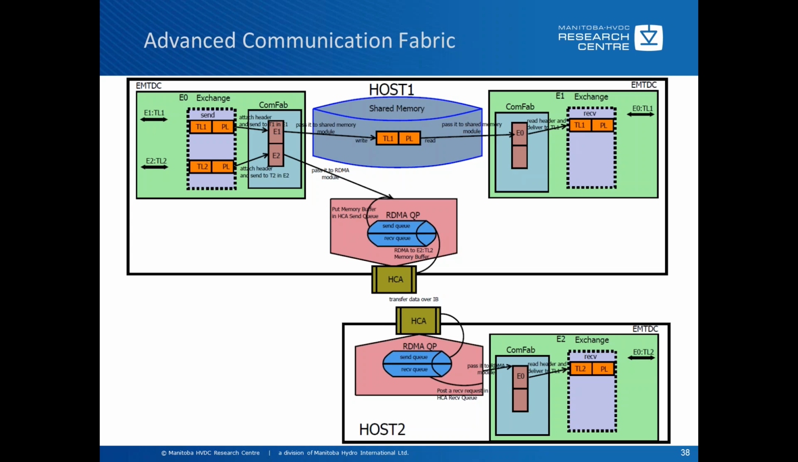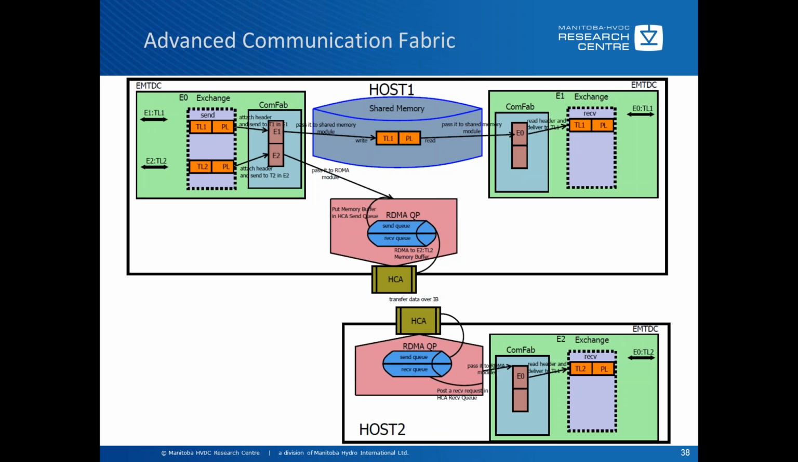So, having described all that, this picture is one that I showed at the end of my last webinar, and what it's demonstrating here is how the whole system is pieced together. It's a fairly complex diagram, but what it shows here is 3 EMTDC subnetworks, highlighted by the green boxes, and 2 computers, host 1 and host 2, shown by the large black rectangles.